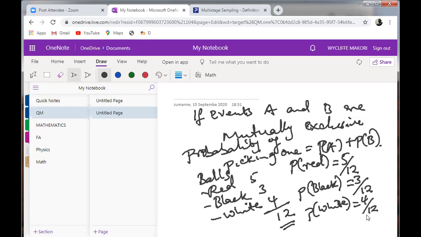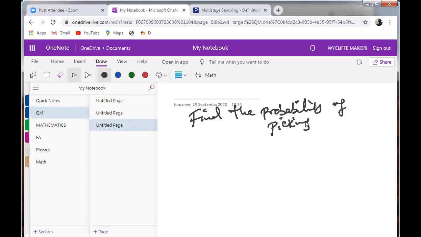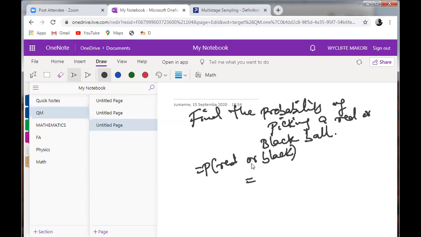So if the question now is asking you, find the probability of picking a red or black ball. You are told, what is the probability of picking a red or a black ball? You should come here and say, the probability of red or black will be given by, remember here we are using the word or, and any time you are using the word or, we are using the addition law. So this is the same as the probability of picking red, because of this or, we use the addition, plus the probability of picking black.